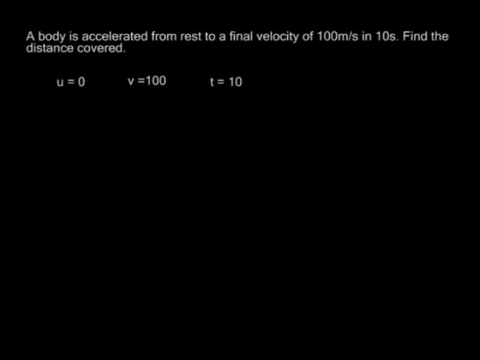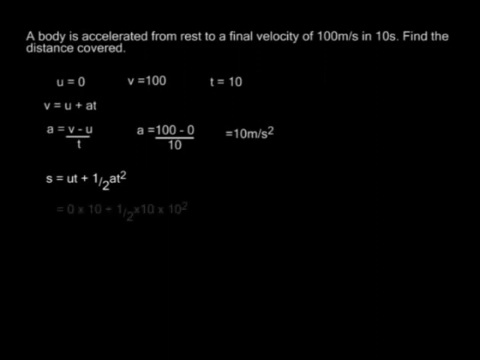But then again, we can get acceleration using the first equation first of all. So a is equal to v minus u over t. So we shall have 100 minus 0 over 10 gives us 10 meters per second squared. Once we have the acceleration, then we can find displacement or the distance covered using equation number 2. s is equal to ut plus a half at squared. That is 0 times 10 plus a half times 10 times 10 squared, which gives us 500 meters. So the distance covered is 500 meters.